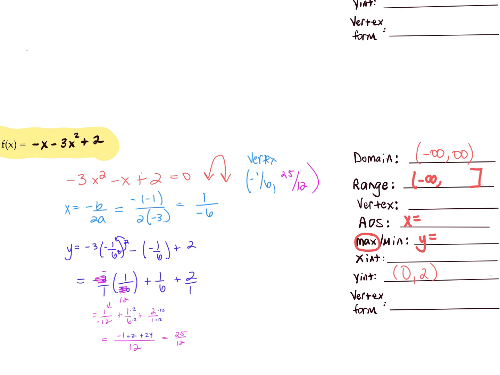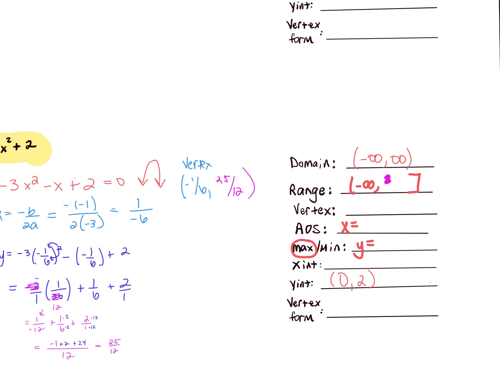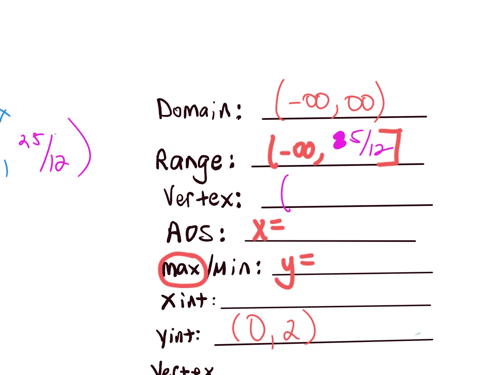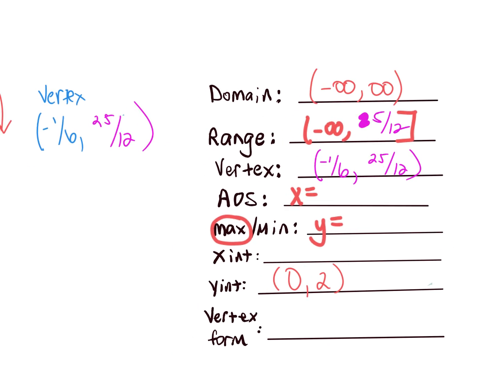The range. Okay, the range, the 25 over 12 is going to go right here. What's my vertex? Negative 1 over 6 and 25 over 12. Good. What's your axis of symmetry? X equals negative 1/6. What's your maximum or minimum point? Y equals 25 over 12.